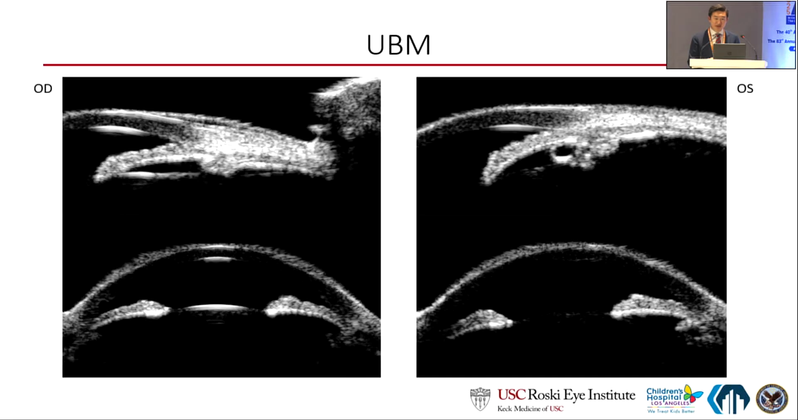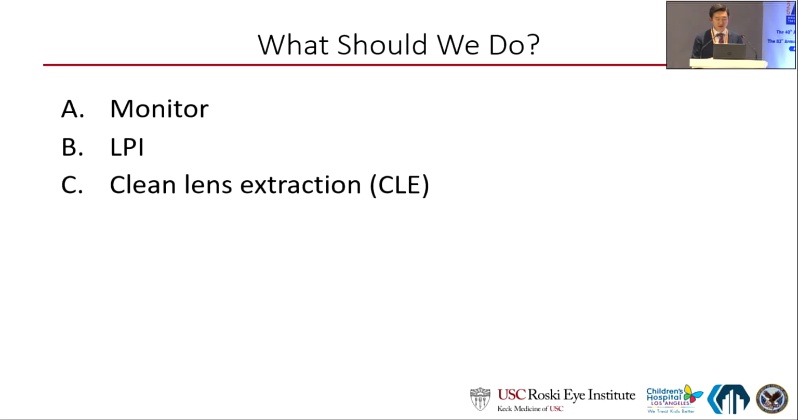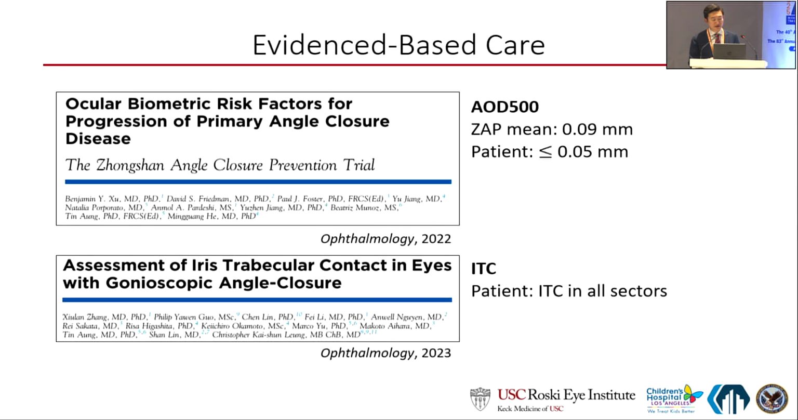We got a UBM in this case just to see why this young man had such bad angle narrowing. He has elongated, anteriorly rotated ciliary processes, which suggests he's on the plateau spectrum, and we also found that he has ciliary body cysts as well. So at this point, we were considering what we should do, whether we should monitor, LPI, or do clear lens extraction, and you can do this exercise in your own head.